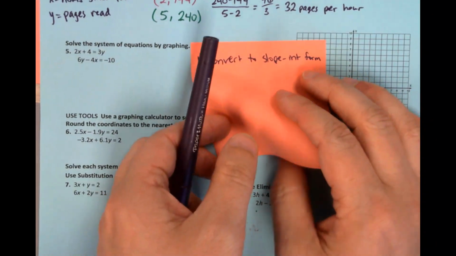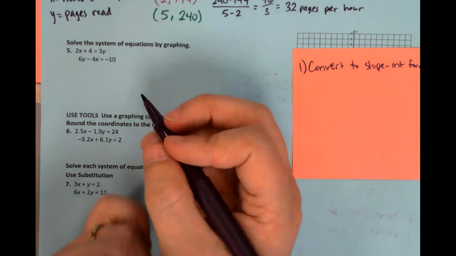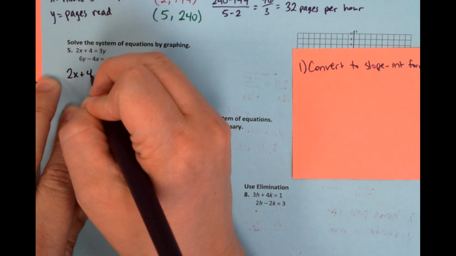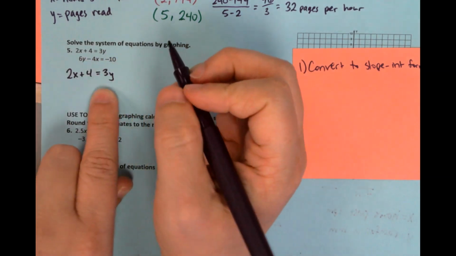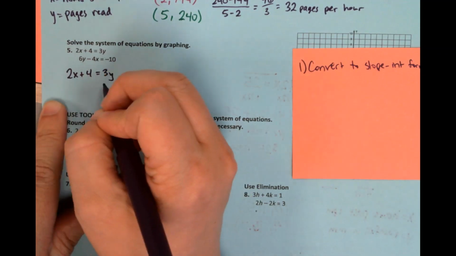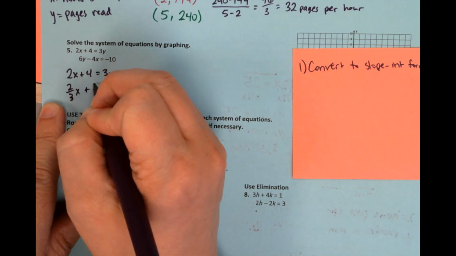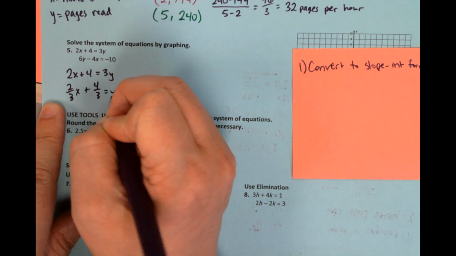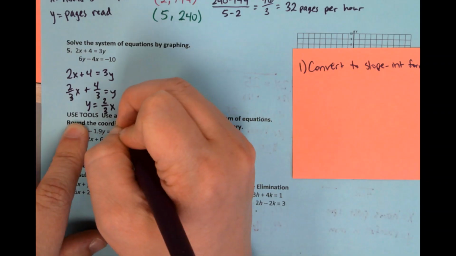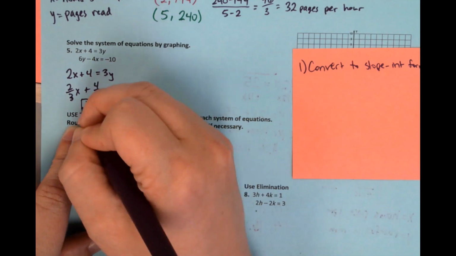We need to do that to both of our equations. So our first equation, 2x plus 4 equals 3y. Y is almost isolated. We just have to divide everything by 3. So 2/3 x plus 4/3 equals y, or in other words, y equals 2/3 x plus 4/3. That is one of our equations.